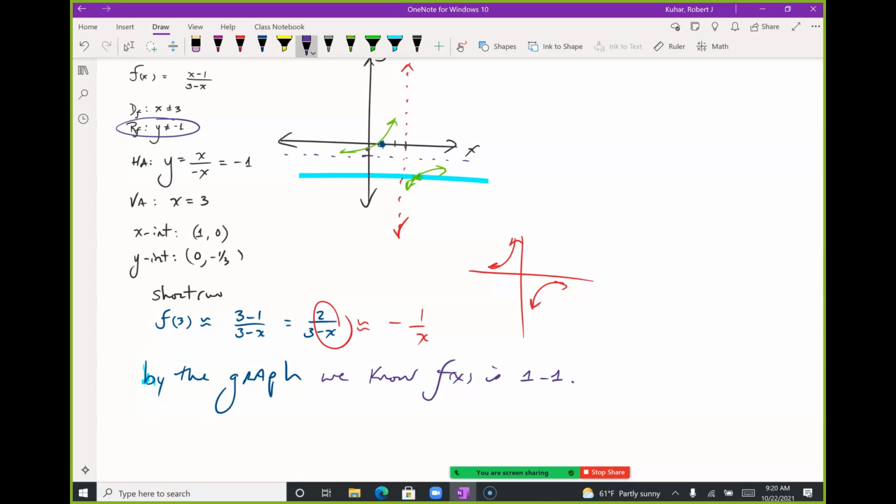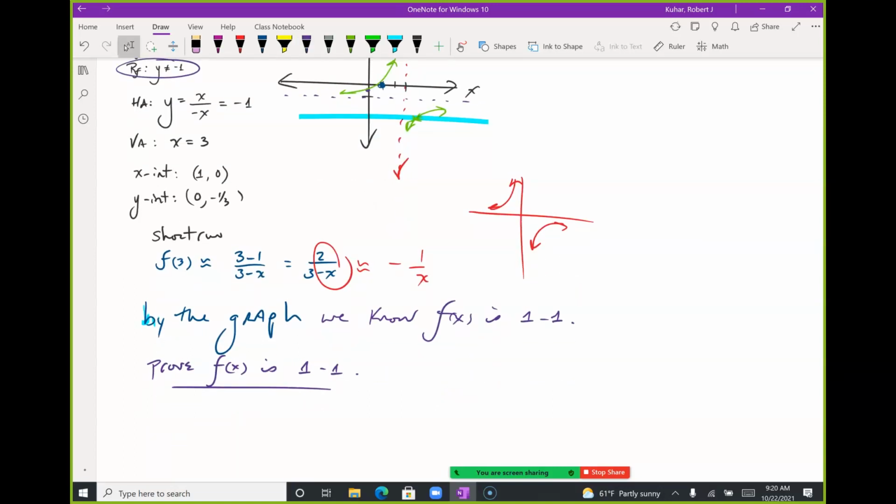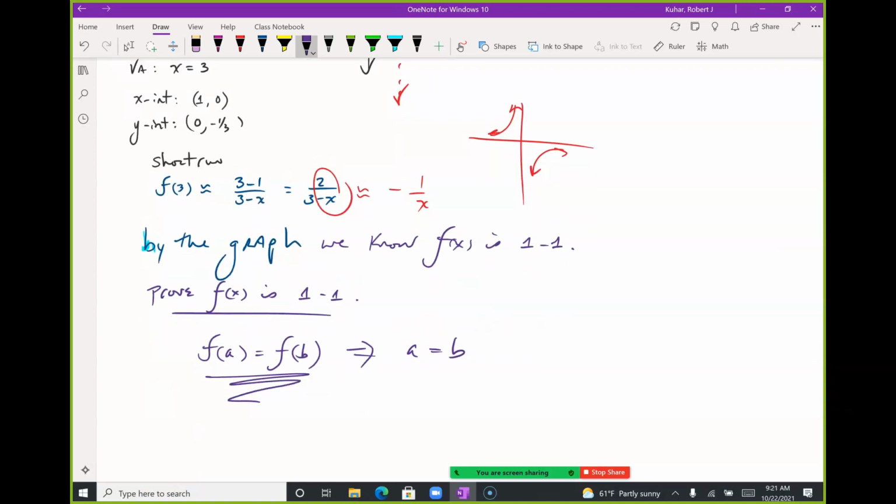So prove f of x is 1 to 1. What's our process? If f of a has to be equal to f of b. Good. Pick what seem to be two different inputs and show that they're actually the same input. If I can show that f of a equals f of b, then a equals b, I know it's 1 to 1. What is it saying on the left here? I've repeated y values. If I have the same y value, it has to be the same x value, right? Equal y's must give equal x's.